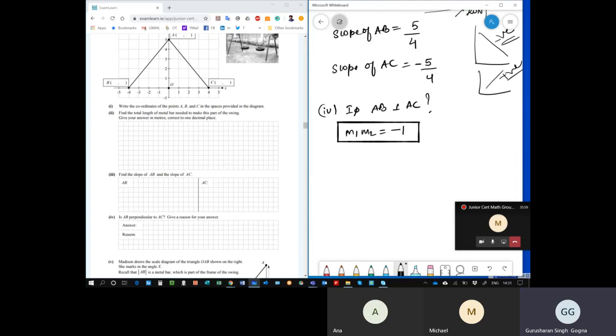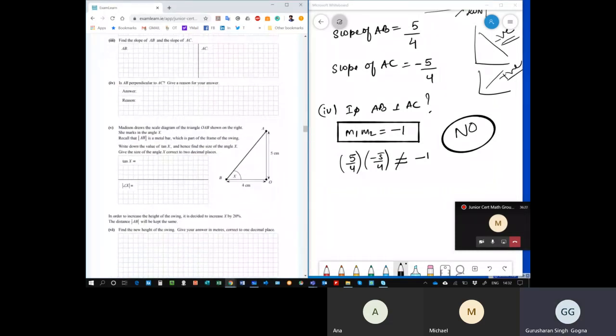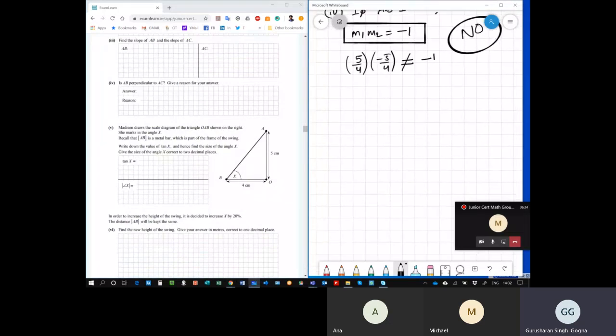So we haven't covered that. So hopefully you have covered this in school at the moment. So the product of the slopes has to be -1, and you can clearly see that slope of AB is 5/4, slope of AC is -5/4, and the product is not equal to -1. So the answer is no. Okay, let's move on to the next part of the question.